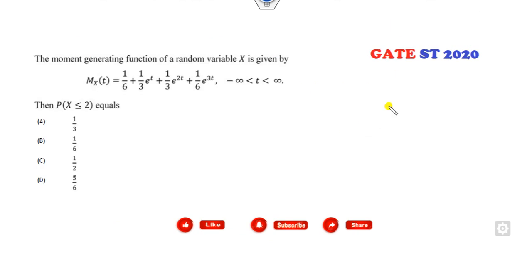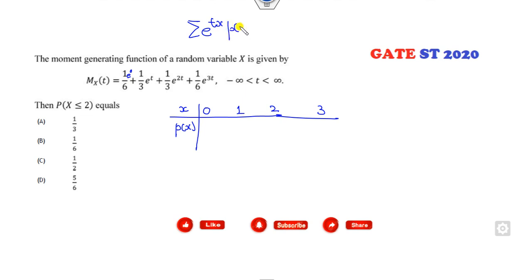Now look at this. These are the GATE 2022 statistics paper. Now again you can see it's a discrete problem. So I can write this into here. I can compare them. It's e raised to power 0. X is 1, 2 and 3. Again remember that I have to compare this with this problem. So what is that? It's 1 over 6, 1 over 3, 1 over 3, 1 over 6.